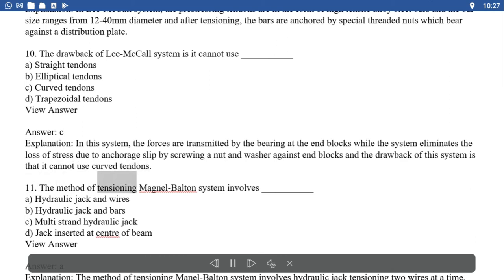11. The method of tensioning in the Magnel-Blaton system involves blank. A. Hydraulic jack and wires.